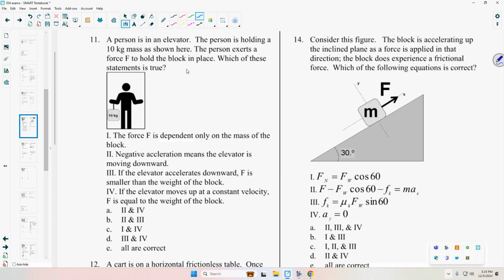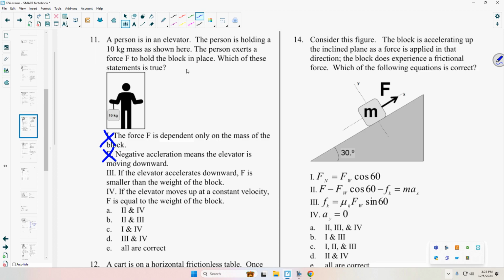So that's not true. Negative acceleration means the elevator is moving downward. Just in general, that's not true. You can have negative acceleration even as it's moving up. Like if you're moving up but slowing down, that's negative acceleration. So that's not true. If it's accelerating downward, F is smaller than the weight of the block. True? Is that statement true?